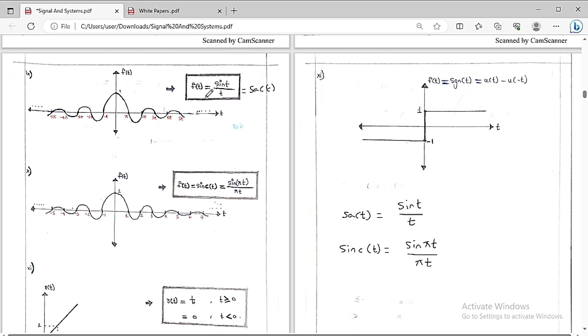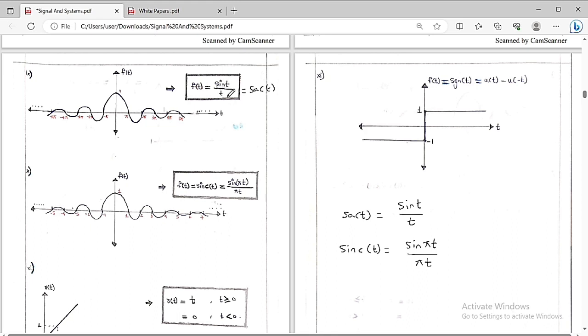In this case we are going to take f of t equal to sin t by t, which is equal to sa of t. So I want to represent the picture of this function. At t equal to 0, its value is equal to 1. At t equal to n pi, sin n pi is nothing but 0, so this function is equal to 0.